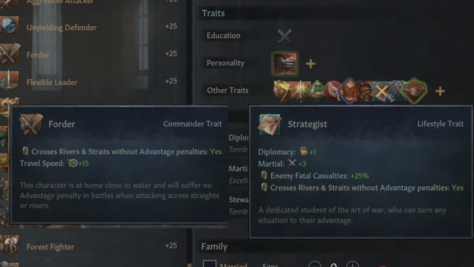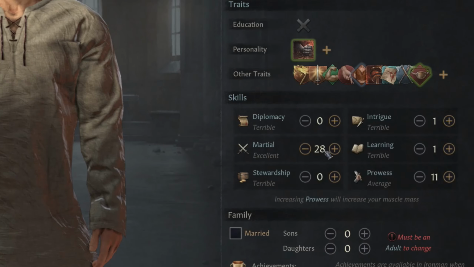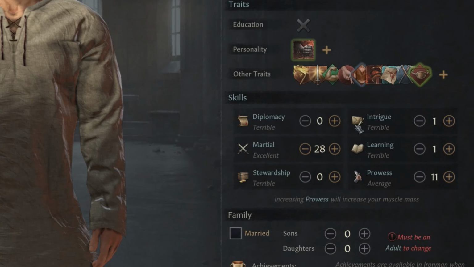and Strategist is Forder for 25 points and +3 Martial for 25 points, or about 8 points per Martial. Raider is to give us 2 Martial for 25 points because when I did the math and I added the rest of my points into Martial, I'm already at 19 base skill Martial, meaning each additional point is going to cost 17 points. So this was the most efficient way.